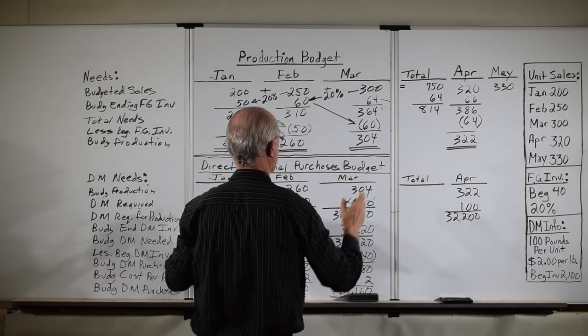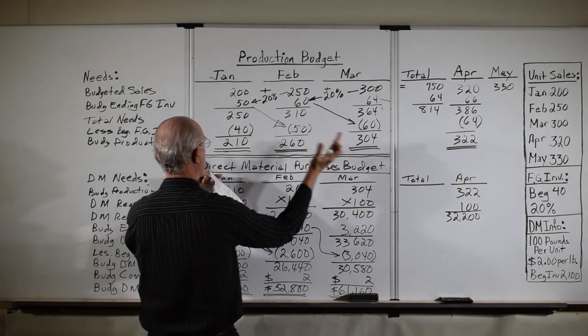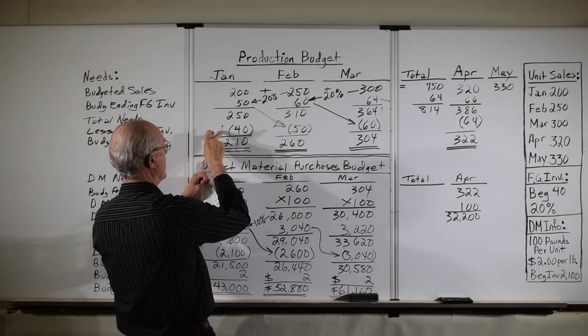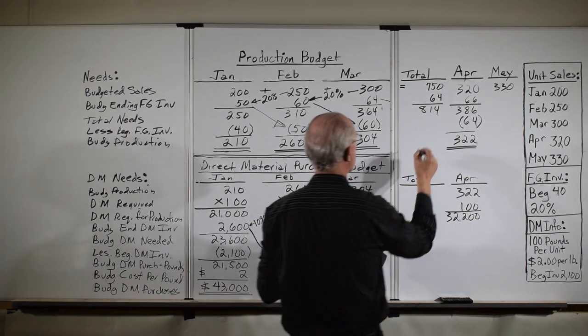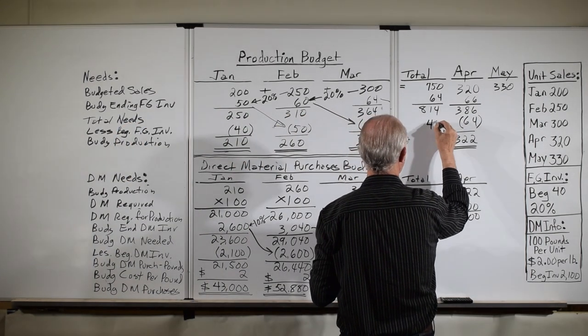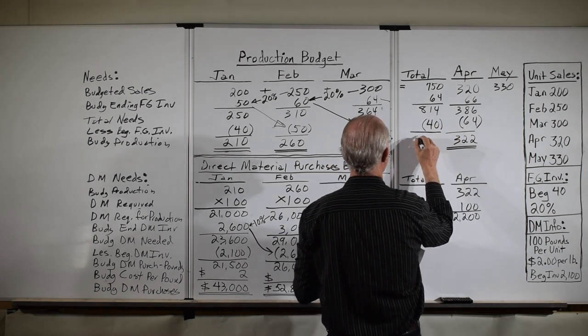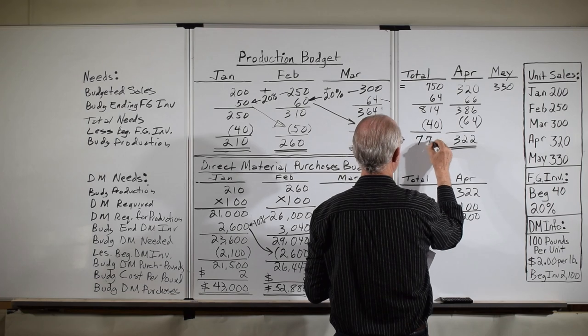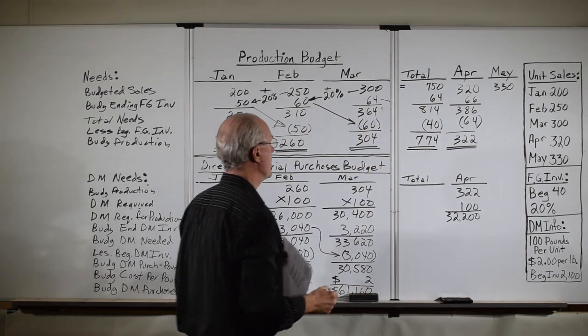And then for the beginning inventory, we again look at the whole period and say, okay, instead of going to the end, let's go to the beginning. At the beginning of the period, the inventory was 40. The beginning inventory is 40 for the whole period. So we subtract out the 40 to arrive at a budgeted production of 774. So that's 774 units.